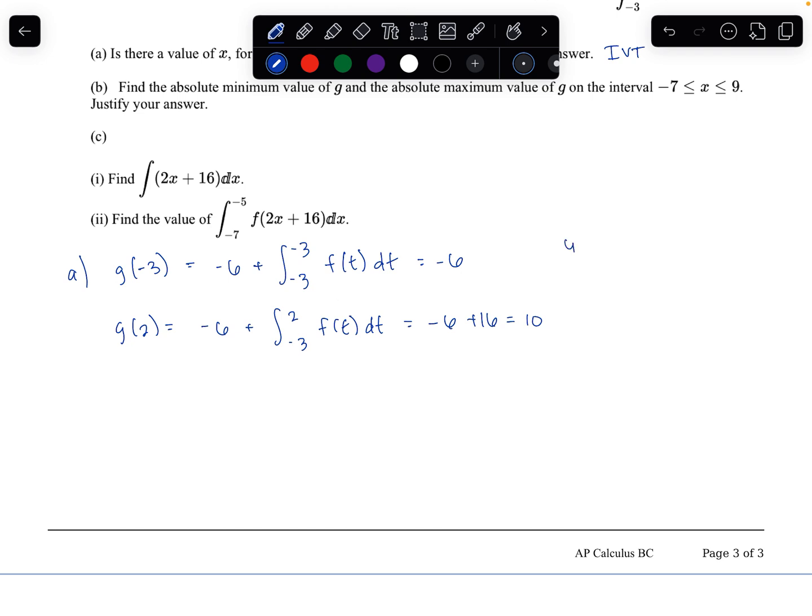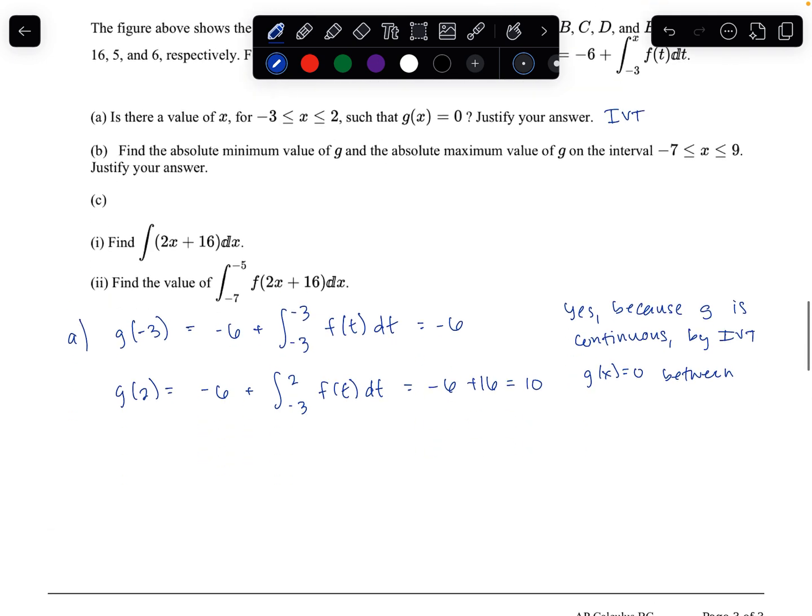So yes, because g is continuous, by the intermediate value theorem, g of x must equal 0 between -3 and 2, because g of -3 is less than 0, and that's less than g of 2. Okay.